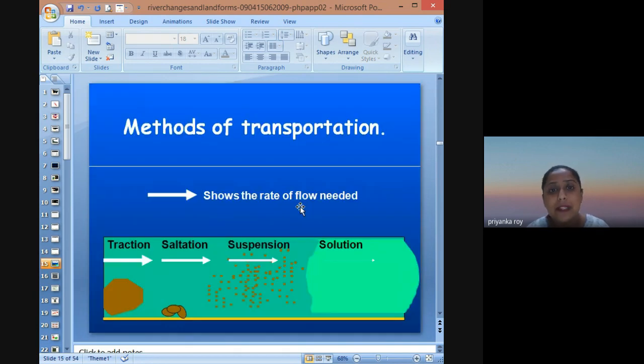Okay, so here are the methods of transportation. Traction is when big boulders are rolled down. Saltation is when pebbles and small rock materials bob about in the water with the turbulence. Suspension is when small particles of sand and gravel are suspended in the water. Solution is when all the soluble material from the rock dissolves and is washed down the stream.